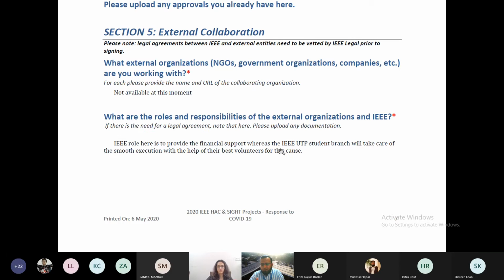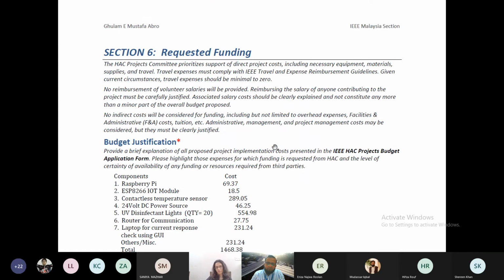And I'm quoting that the IEEE UTP student branch will only take care of smooth execution. It will facilitate me to get the best volunteers for this cause. So the human support, like human resource management, is coming from the IEEE UTP student branch, and the financial support is coming from IEEE US. They transfer the amount to the section and then the section to the primary applicant's account, so it's coming directly to your own bank account.